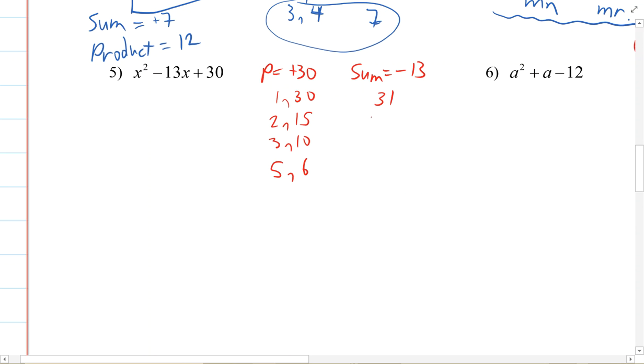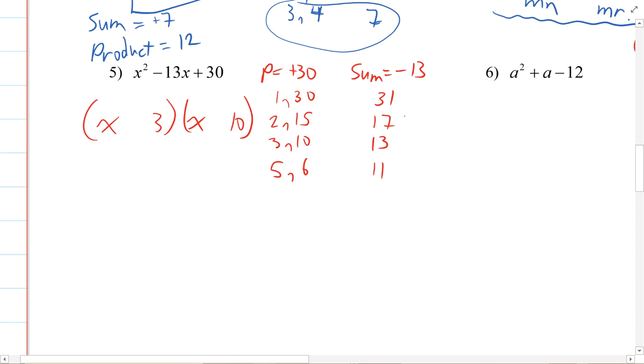1 and 30 would give us 31. 2 and 15 would give us 17. 3 and 10 would be 13. 5 and 6 would be 11. So chicken dinner. Winner, winner, chicken dinner. There we go. So it's 3 and 10. So we have x plus 3, x plus 10. But I have a question.